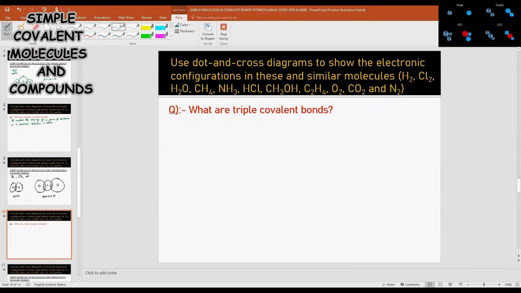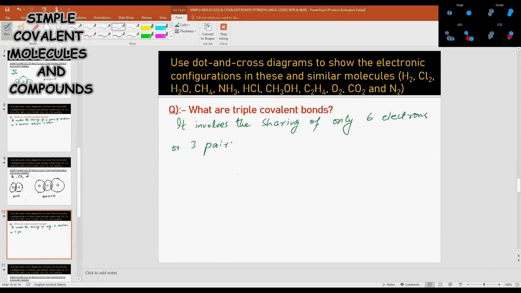Triple covalent bond: it involves the sharing of only 6 electrons or 3 pairs of electrons between 2 atoms.